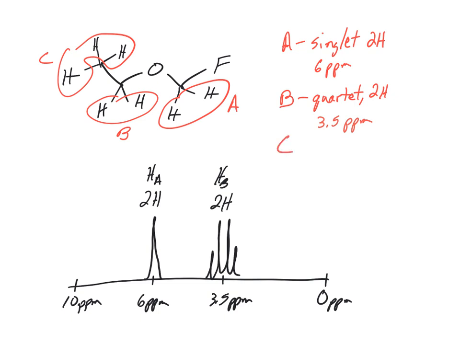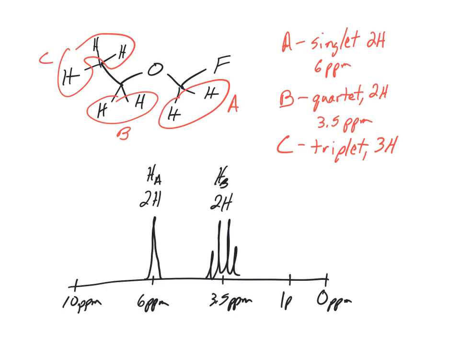What did we say C was going to be split into? What kind of coupling was it going to have? Triplet. C was going to be a triplet. It has 2 nearest neighbors, HB, and it's worth 3 hydrogens. And what ppm would that be at? HC, right there. It's going to be a triplet, and it has to be worth 3 hydrogens, so I've got to make this one a little bit bigger.